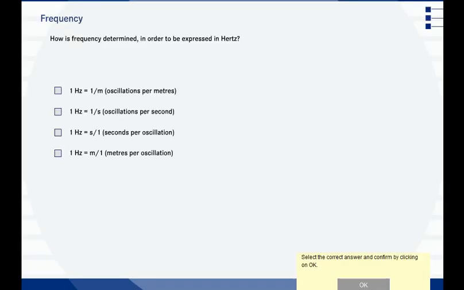How is frequency determined so that it can be expressed in hertz? Please select the correct answer and confirm with OK.